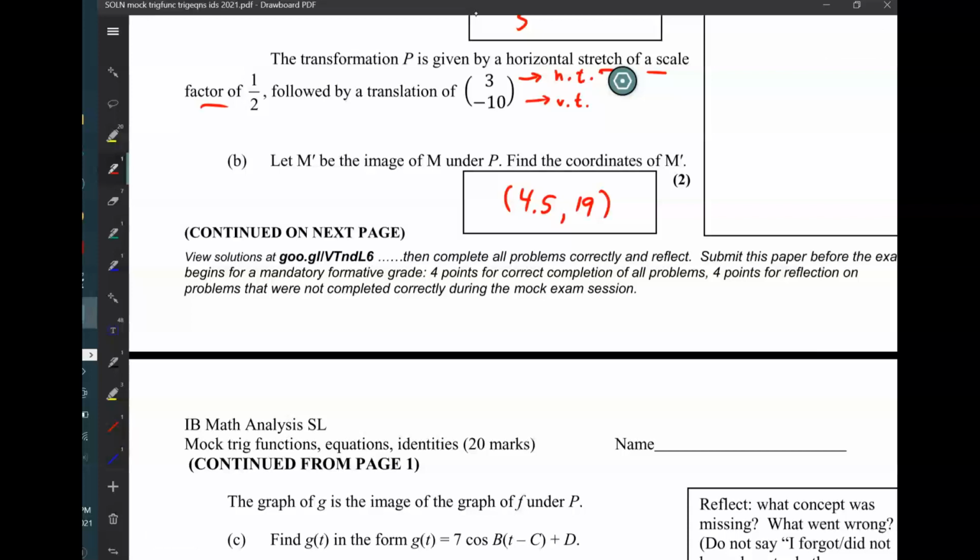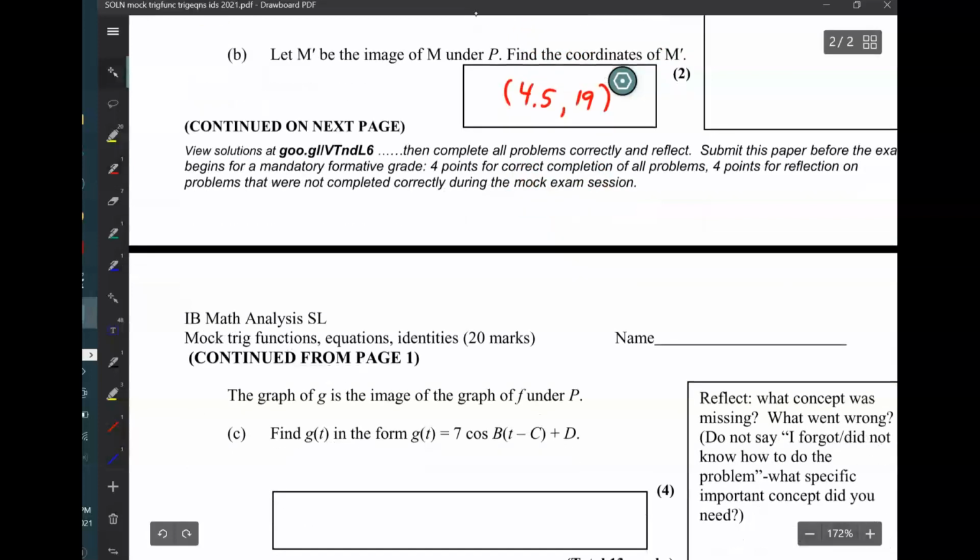And next page, we're going to continue with this problem. It says the graph of G is the image of the graph of F under P. So basically what they want us to do here is find the transformed version of the function. And that might seem like a big challenge, but actually they already gave us the A value to start us off, right? We already know that.